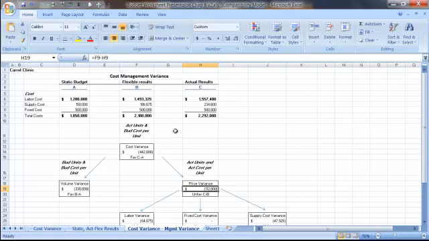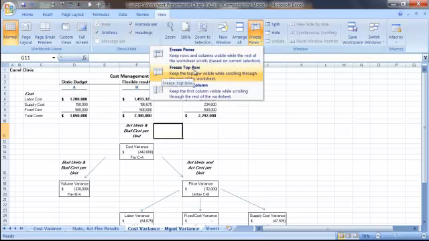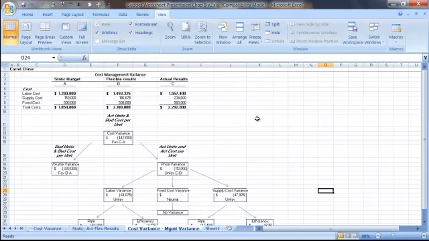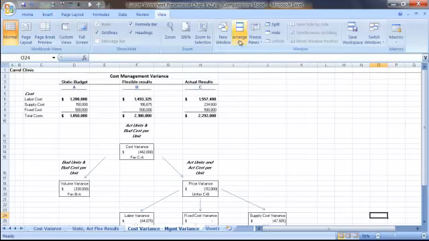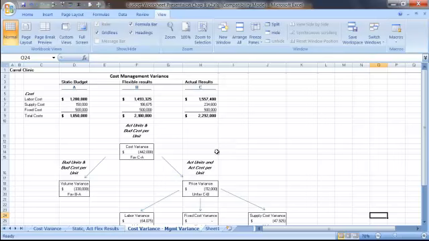Let's see if we can do this, see if freeze frame, just go like, oops, do that. Just see if we can.